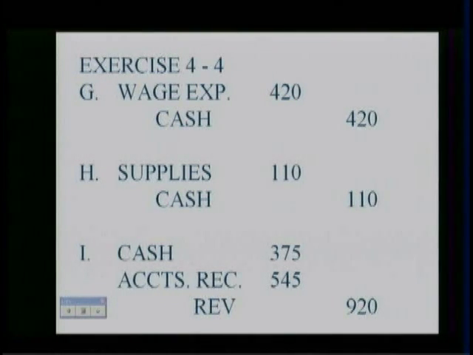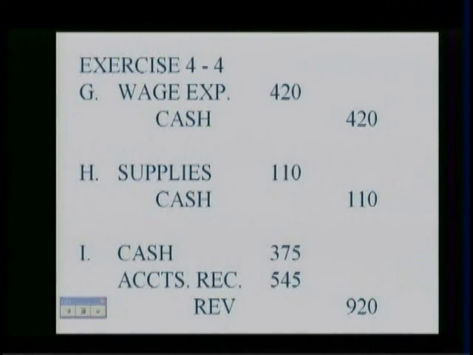In letter H, we buy some more supplies. This is exactly like the previous journal entry, except the dollar amounts are changing. We increase the asset of supplies with a debit of $110, and we decrease the asset of cash with a credit of $110.